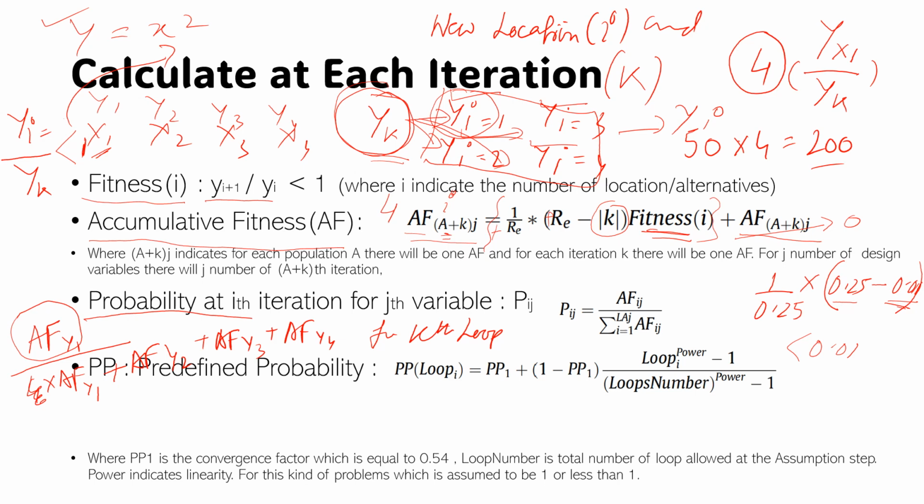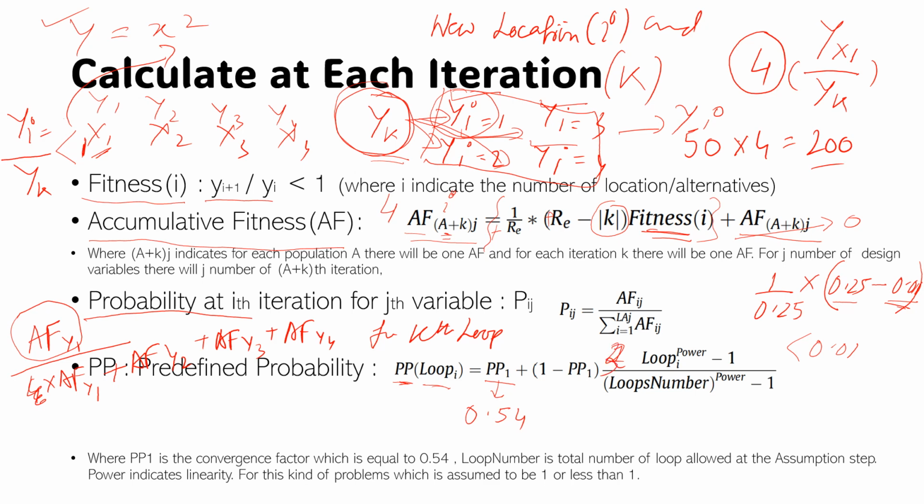Now what happens is, another thing to calculate is the predefined probability. So this is the predefined probability for each of the loop or for each of the iterations. You have to calculate one PP, predefined probability. So for the first iteration, what happens is PP1 is your convergence rate or factor. So you take it as 0.54 or 0.56, whatever you may think, plus 1 minus PP1 multiplied by loop I to the power. So loop I means the present loop, current loop. It is the first loop, then it is 1. If it is second loop, then it is 2. If it is a third loop, it is third.